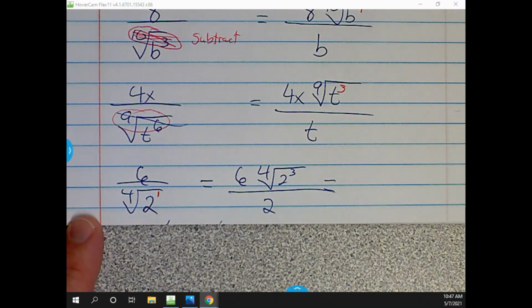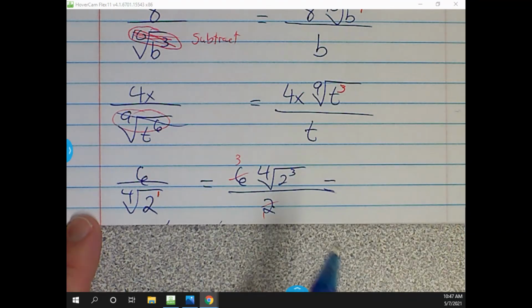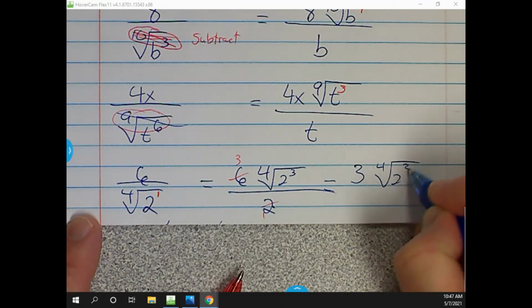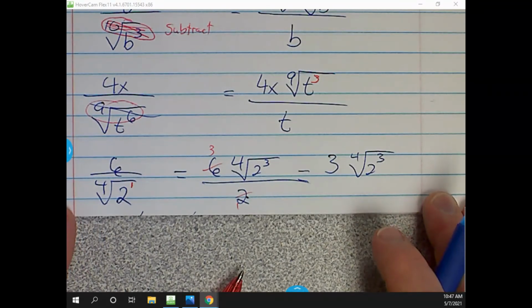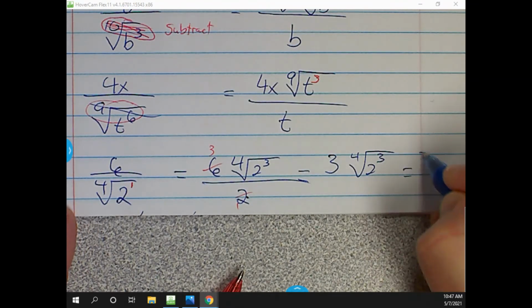Okay, now, and sometimes, depending on the numbers, it might stay okay. In this case, you could actually divide 6 and 2. Divide them both by 2, make it 3 over 1. Well, if it's over 1, it doesn't really do anything. So it's 3 times the 4th root of 2 to the third. And they might leave it as 2 to the third. They might also make you multiply that out.